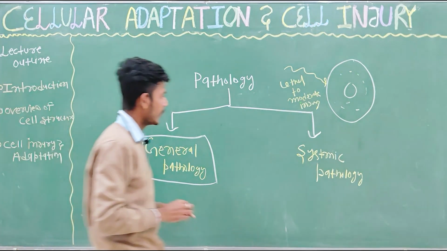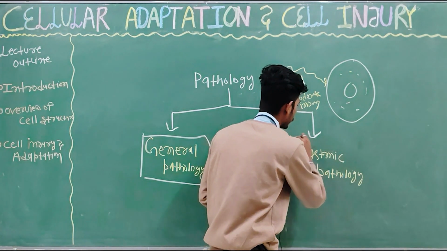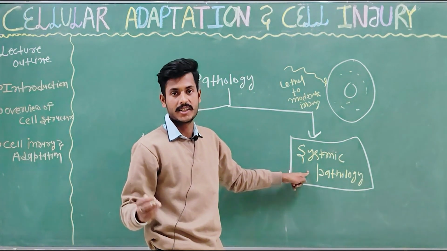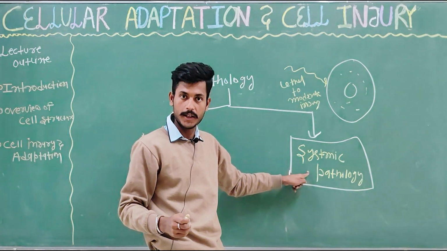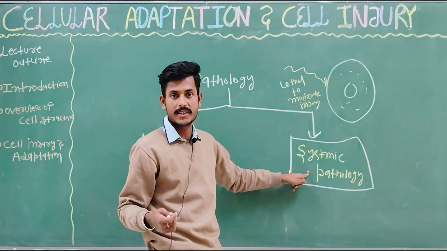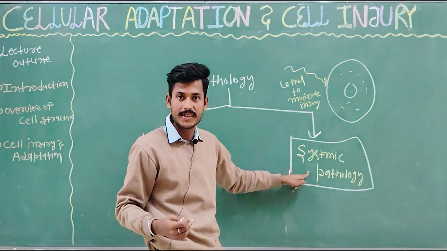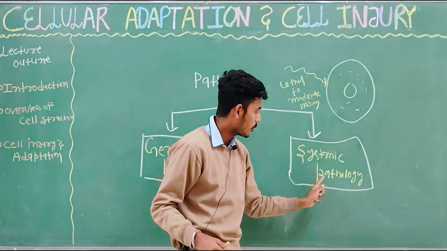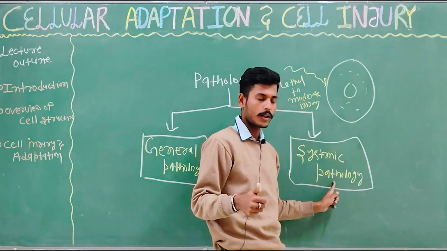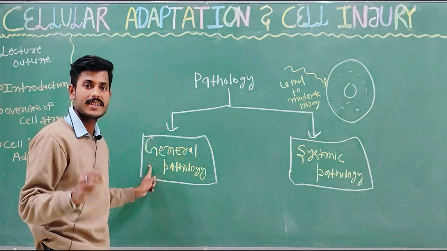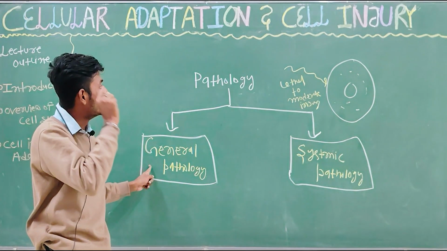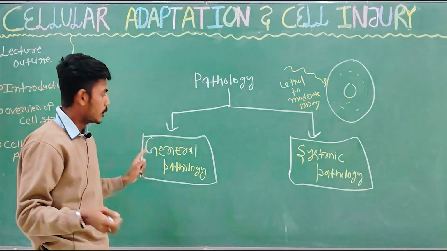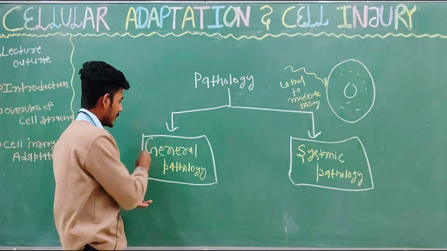Clear? Fine. Now in systemic pathology, we are going to discuss the pathology of different systems, like pathology of the GIT, pathology of the cardiovascular system, pathology of the neural system. So it is basically a system-wise study of pathology. Whereas in general pathology, we are only going to discuss cell injury and cell adaptation. So here we are discussing general pathology.